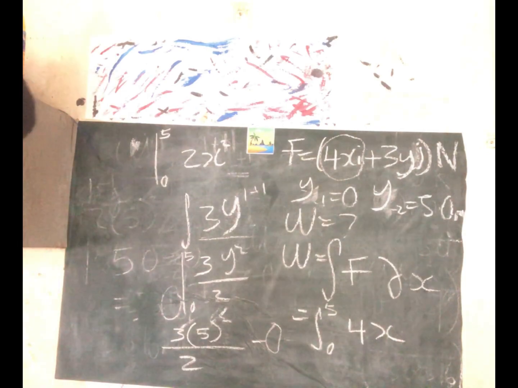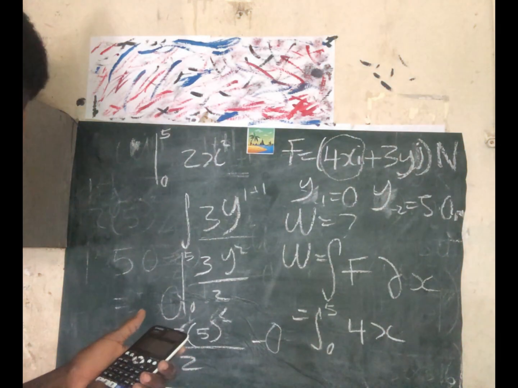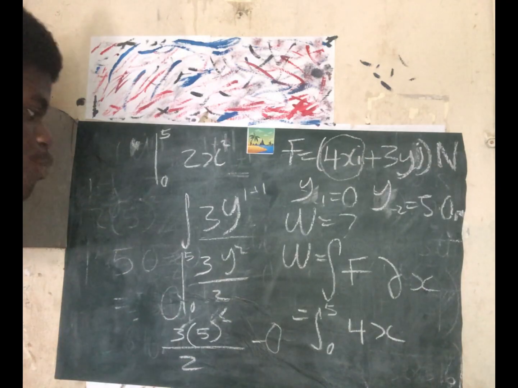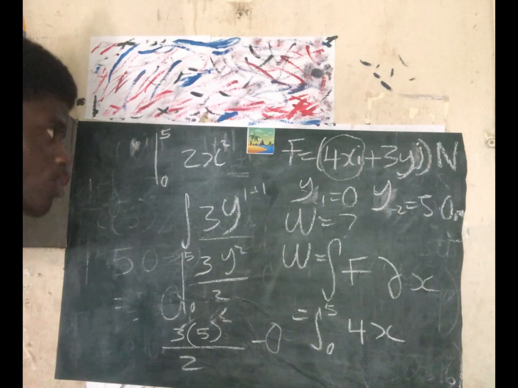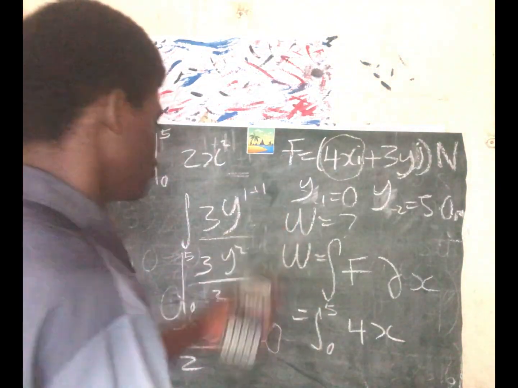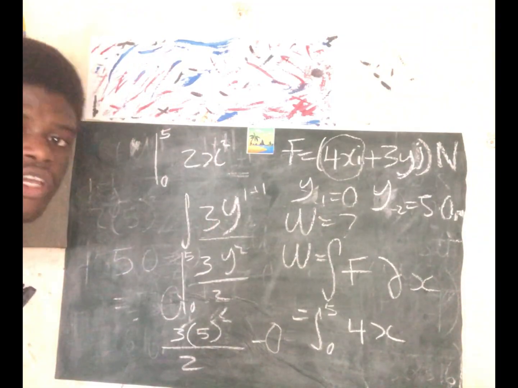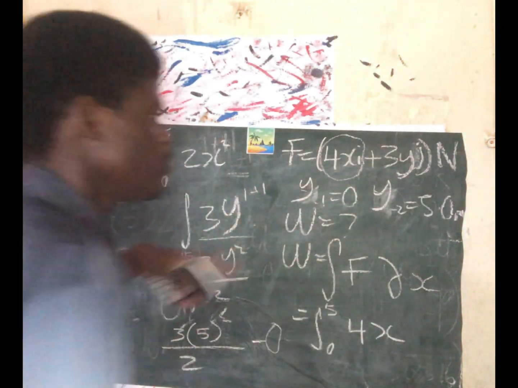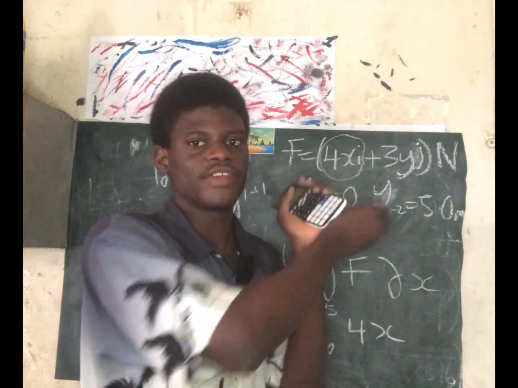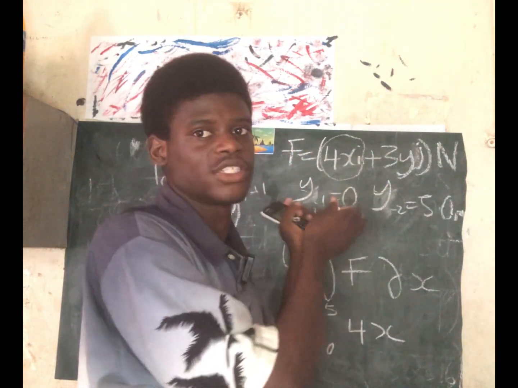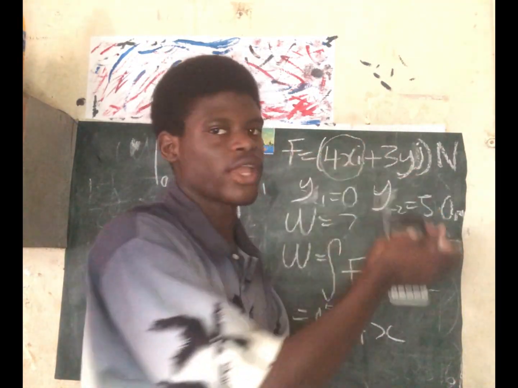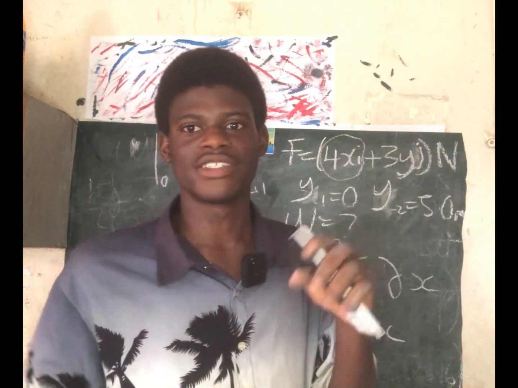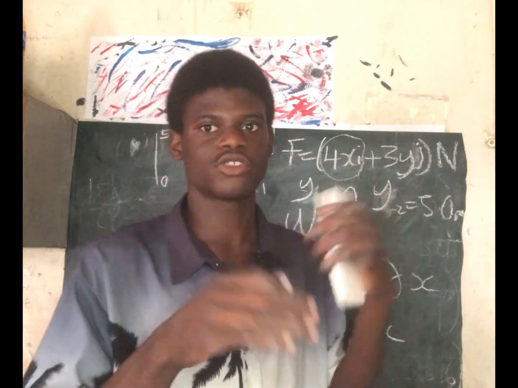So let's just do that. 5 squared is 25. 25 times 3 divided by 2 will be 37.5 joules. So if they asked us in the y direction, we are going to get 37.5 joules, but they asked us in the x direction, so that's why we got 50 joules. If they ask for the y direction, ignore x. If they say the object is moving in the x direction, you ignore y. If they say the object is moving in the y direction, you ignore x. So it's not every time you have to be using x. They can just twist the question.